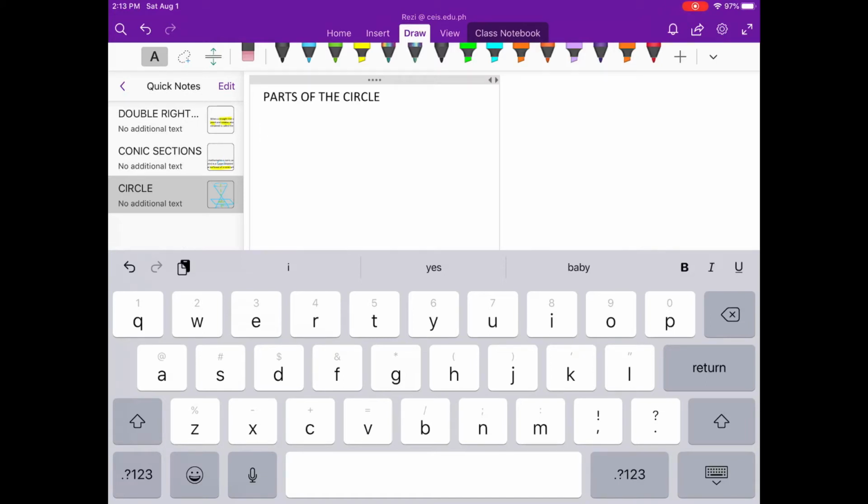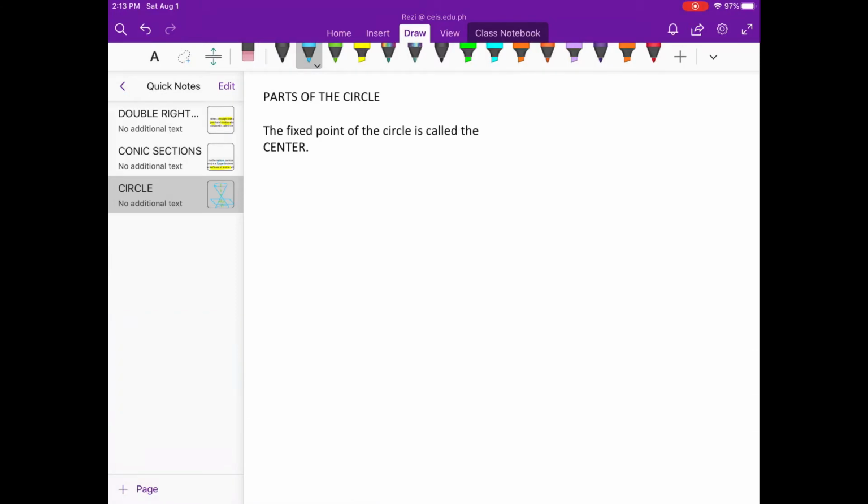First one is this. The fixed point of the circle is called the center. So let's try to draw a circle. Where can you find the fixed point? It's located here. So that's the center.